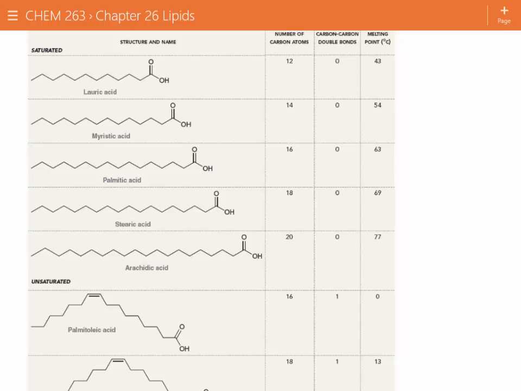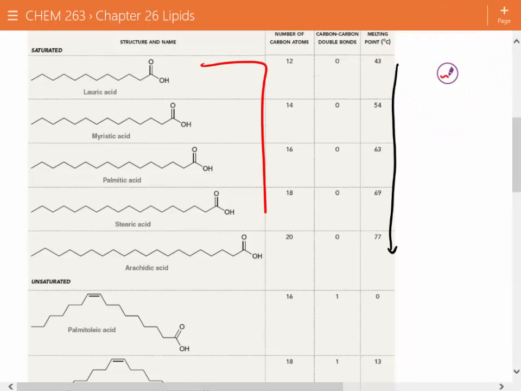But you can tell as you go down the chain, the melting point increases just simply because you've got more dispersion forces going on, right? So the longer that aliphatic chain is, the more dispersion forces can play a role in increasing the boiling point and melting point. Conversely, if you look down at the next one, we've got a cis alkene in there, and all of a sudden the melting point drops to 0. So all of these up here can pack tightly, which increases their boiling point.